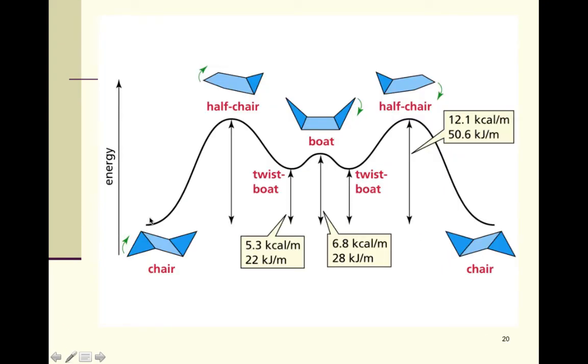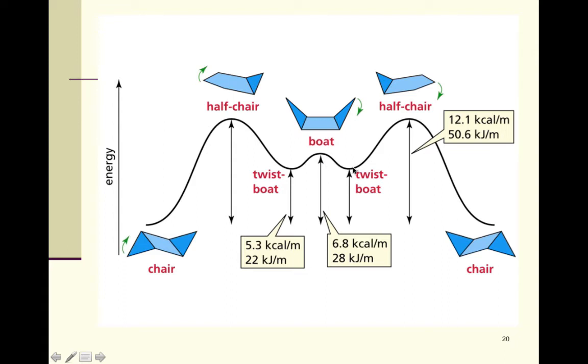This is an energy diagram showing us what happens during the ring flip. When we start off with the chair, it's the lowest energy. And during this process, we get half a chair, and that's very high energy. We get close to the boat twist, and then we get the full boat. Now, I haven't shown you the boat yet, but I will on a slide very soon.